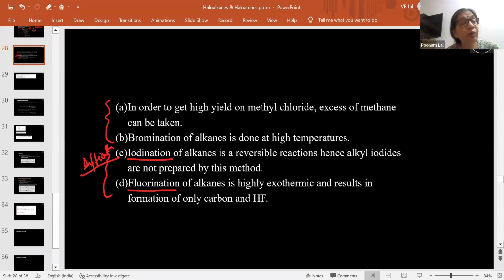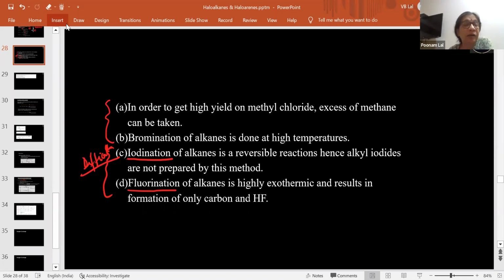Hariharan, do you remember the two reactions that you have learned to prepare iodoalkanes and fluoroalkanes? There are two separate reactions which you would have learned, especially for preparing iodine and fluorine derivatives. You remember Swarts and Finkelstein? Yes, ma'am. Finkelstein and Swarts. So we'll do those a little later.